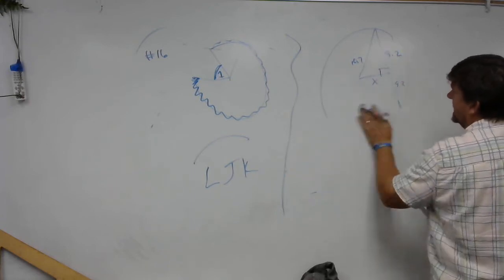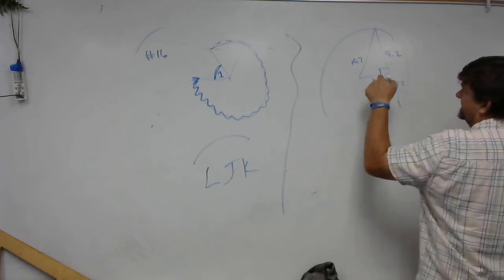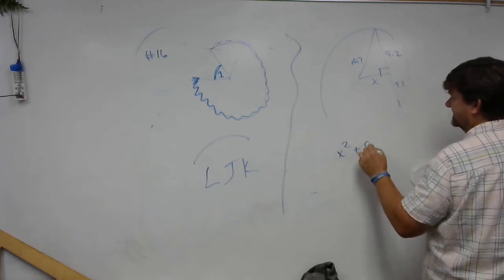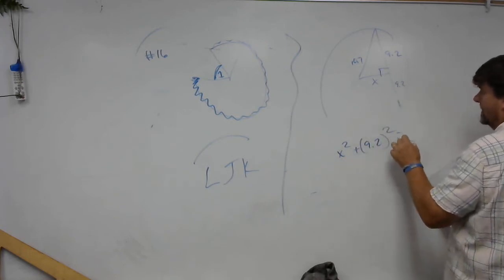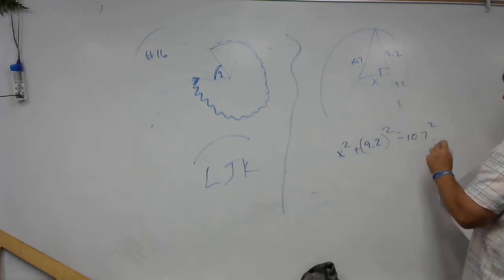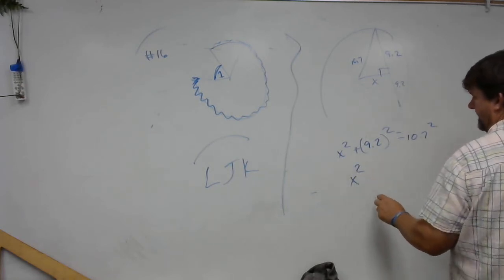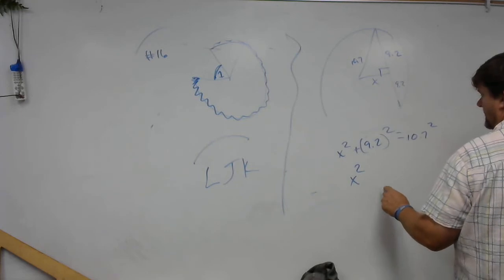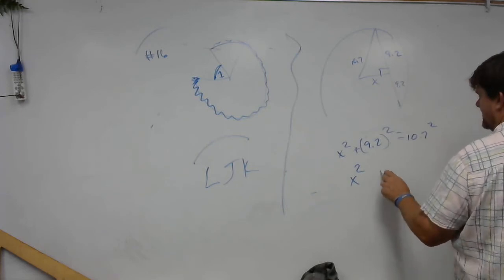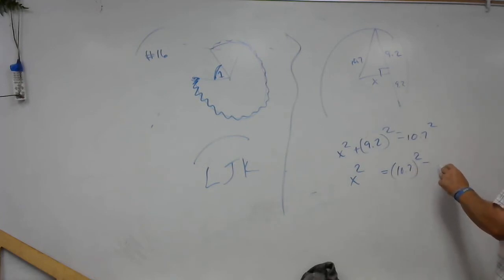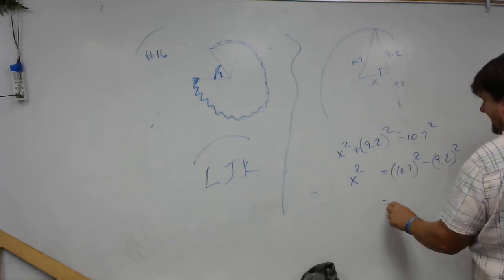So then we get a squared plus b squared equals c squared. So x squared plus 9.2 squared equals 10.7 squared. So x squared equals 10.7 squared minus 9.2 squared. And I'm just going to estimate it.